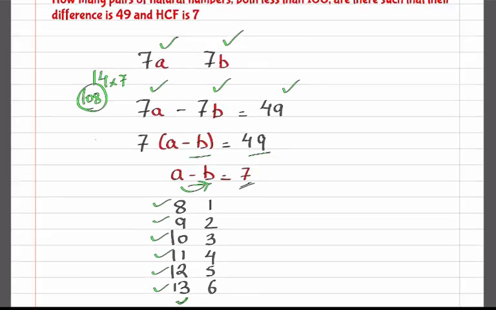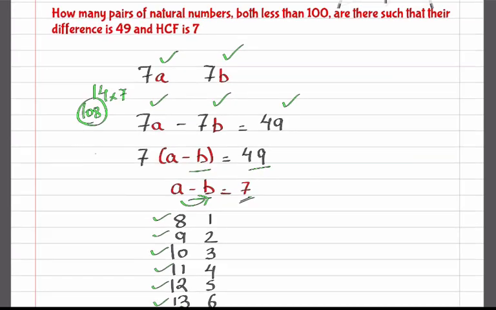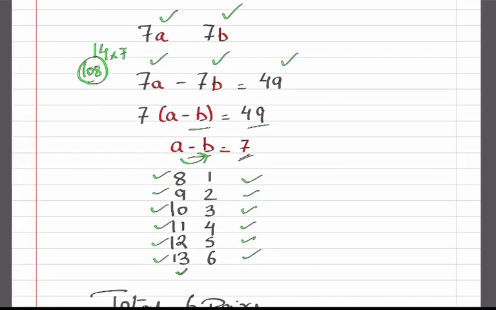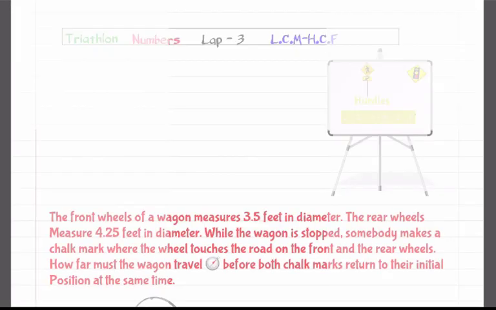So what is he asking? How many pairs of natural numbers both less than 100? How many are there? 1, 2, 3, 4, 5 and then 6. You can form 6 such pairs of natural numbers, both of which will be less than 100, such that their difference will be 49 and their HCF, highest common factor, will be 7. Okay, so 6 such pairs are possible.